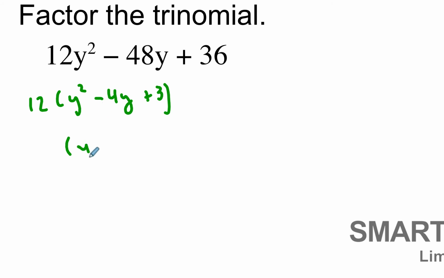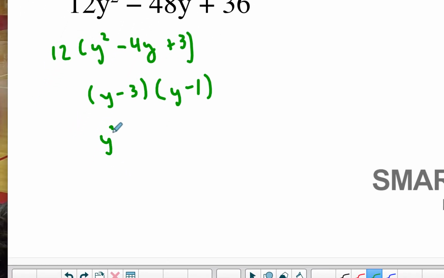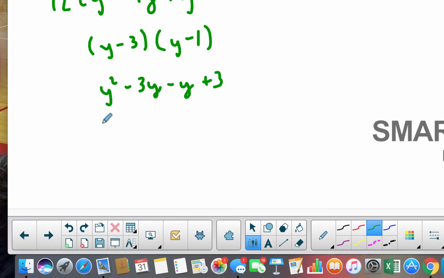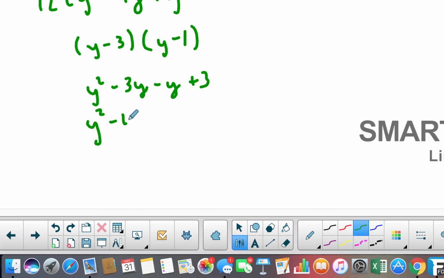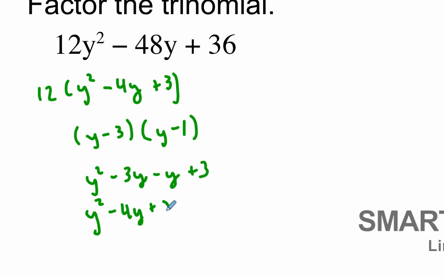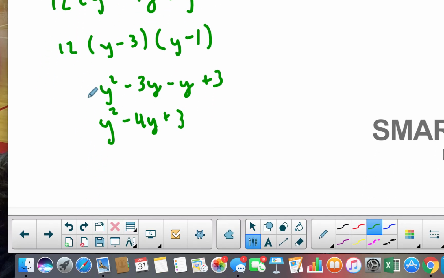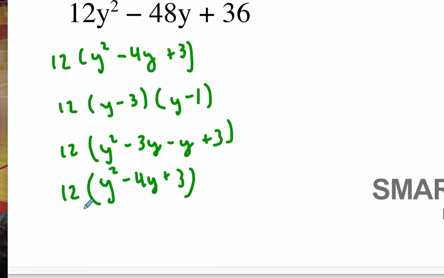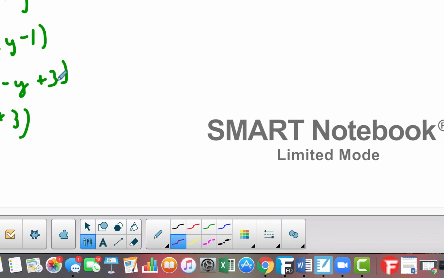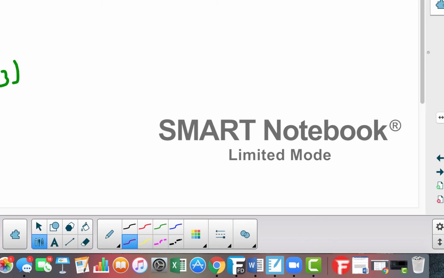So if I do y minus 3 and y minus 1, that will actually get me this part right here in parentheses. And I'll show you that right here, y squared. And once you combine those like terms, you get y squared minus 4y plus 3. And always keep in mind that this 12 has been there the whole time, so you don't want to leave that behind. But 12 is still multiplying all these things together. That's what you're left with. So really, when we talk about factoring this, this is what we're looking for right here.